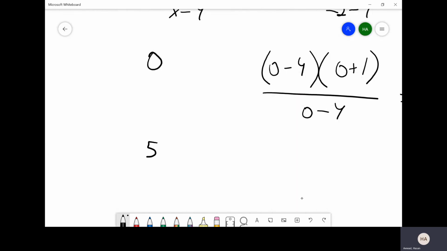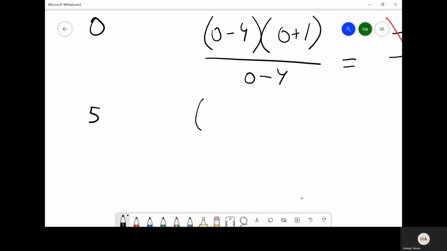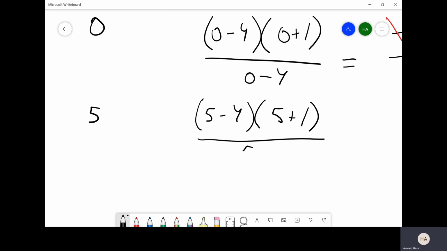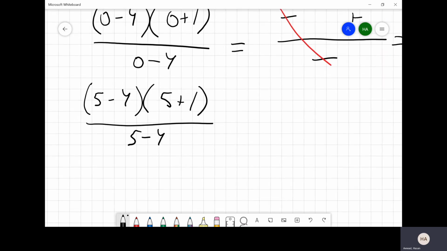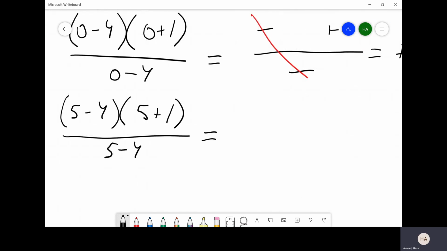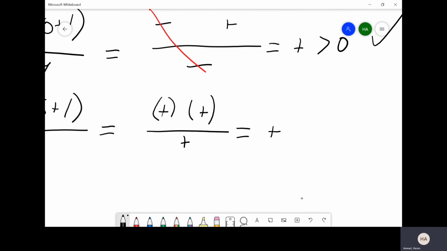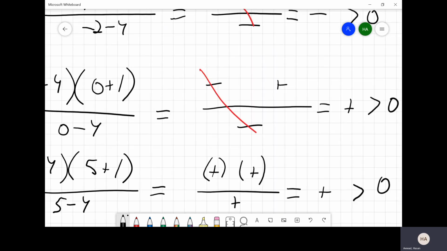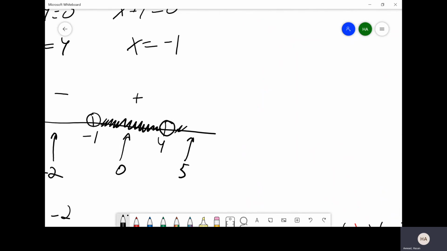So checking 5, well, we have 5 minus 4, 5 plus 1, 5 minus 4 again, right? Okay, well, if we do this, we know that we're going to get a positive value here, a positive value here, and another positive value, right? Same factor, top and bottom. So positives everywhere means we're definitely going to get a positive number, which means that this interval is also going to work. So we go back up here and we say, great, this interval also works.